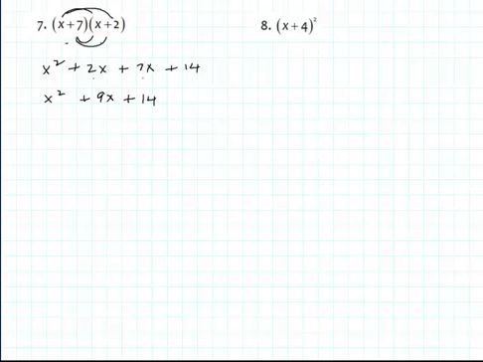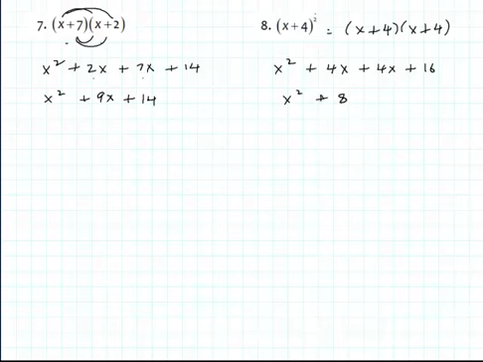Here I have one group, but I see that that group is being squared. So what I suggest you do is write down 2 of these groups side by side. And then repeat like we did the last problem. First times the first, first times the second, one times the first, and the second one times the second. Combine the 2 terms in the middle because they are alike. 4x and 4x, 8x.